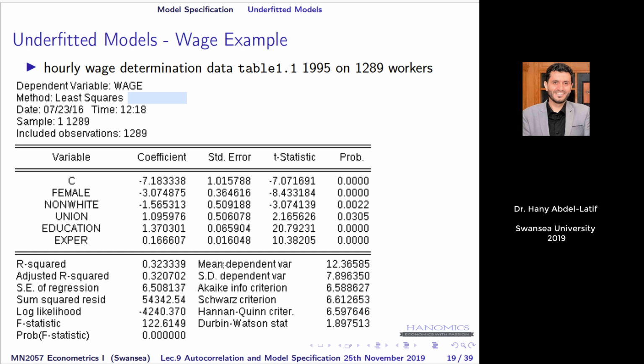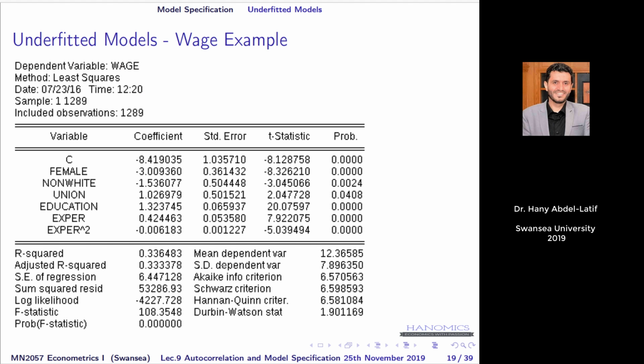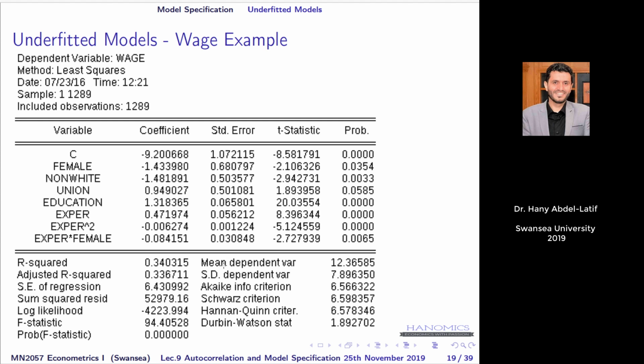So that means in one point in time, this is cross-section data. So what we have here, we estimated this model. Let's assume that this is the model that is not complete or is not correctly specified because we should have other variables. So maybe we could or we should include experience squared. Maybe we should include experience times female. Okay, maybe other variables are important too.